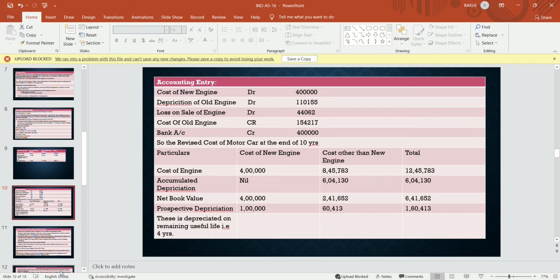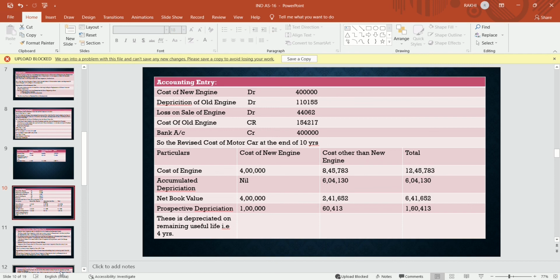So the total cost will be the cost of 10 lakhs, that is the cost of the motor car, from which we will deduct the old engine, deduct the cost of the old engine after depreciation, and add the cost of the new engine. Depreciation is not charged on the new engine, because you are calculating the value at the date of purchase. So 4 lakhs is the cost of the new engine and the cost other than the new engine is 8,45,783, which is the WDV as on the date of purchase of the new engine. So the total will be this.